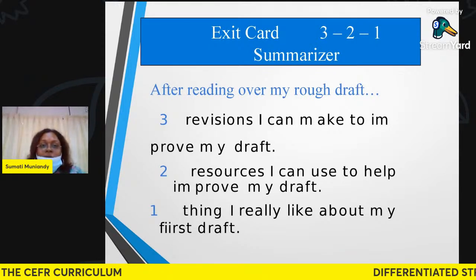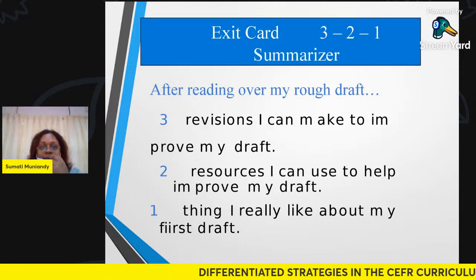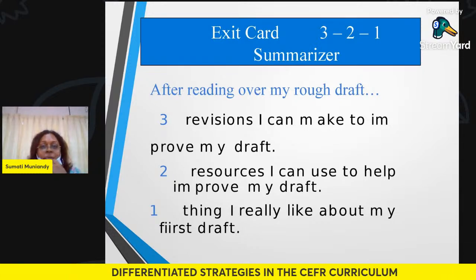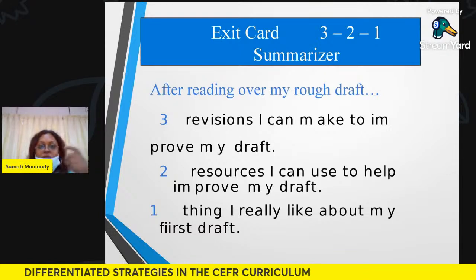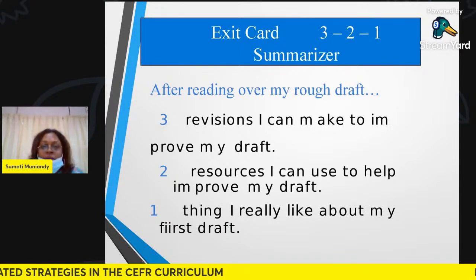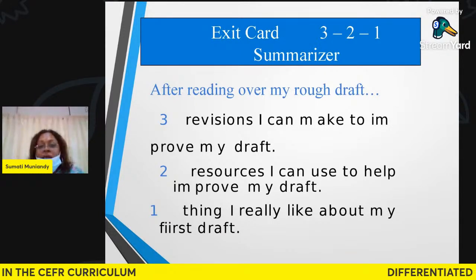Okay. After reading over my rough draft, right? Revision I can make to improve my draft. Resources I can use to help to improve my draft. One thing I really like about my first draft.